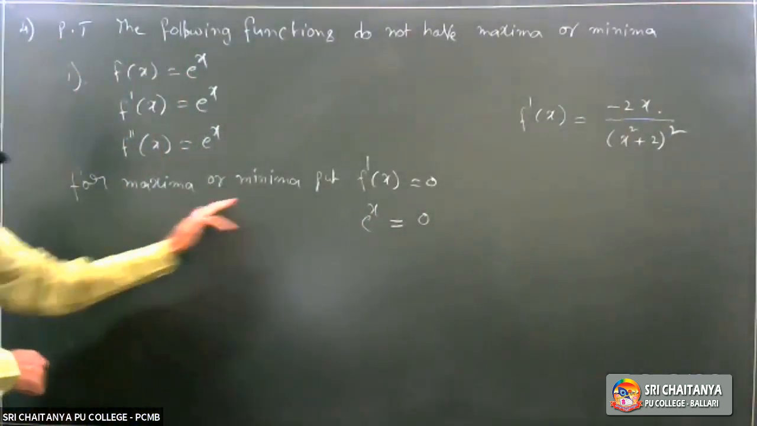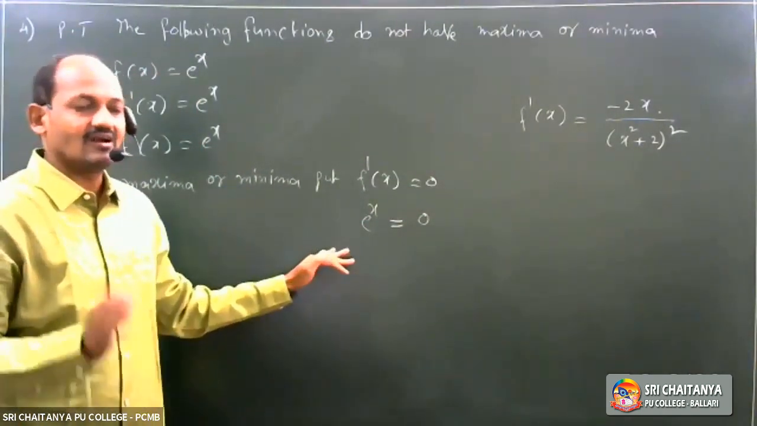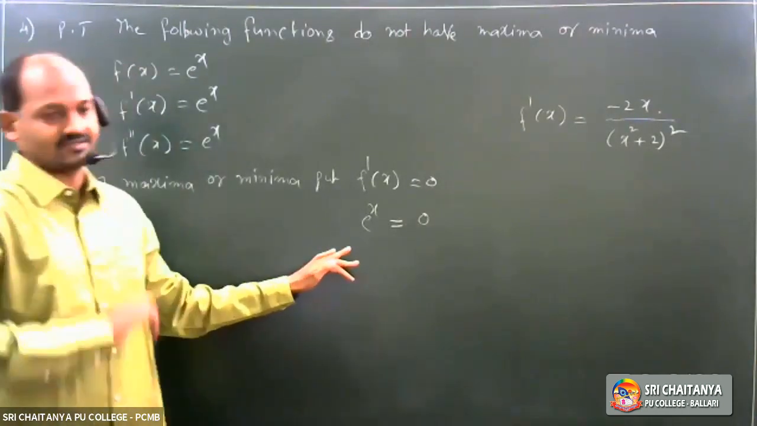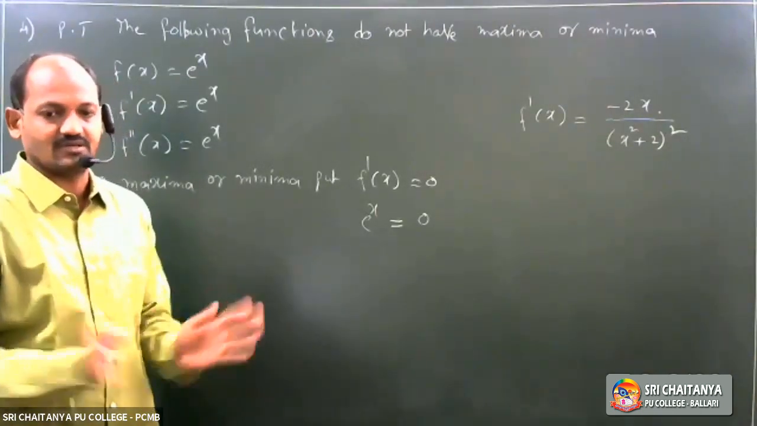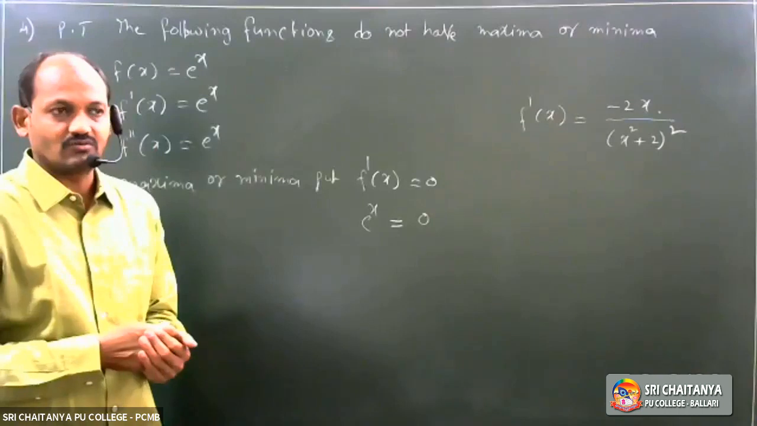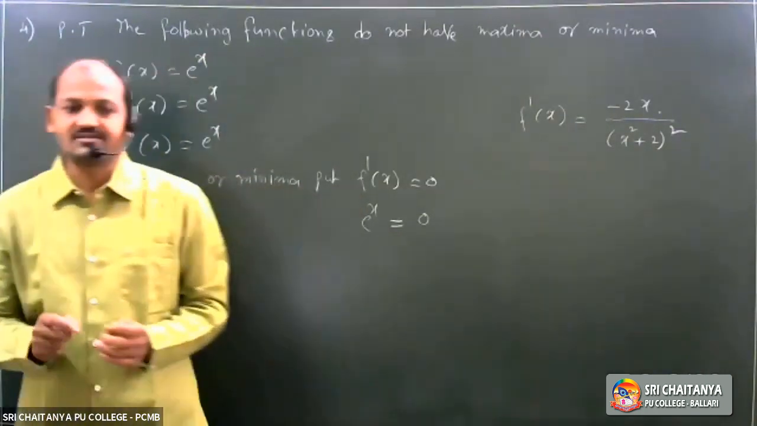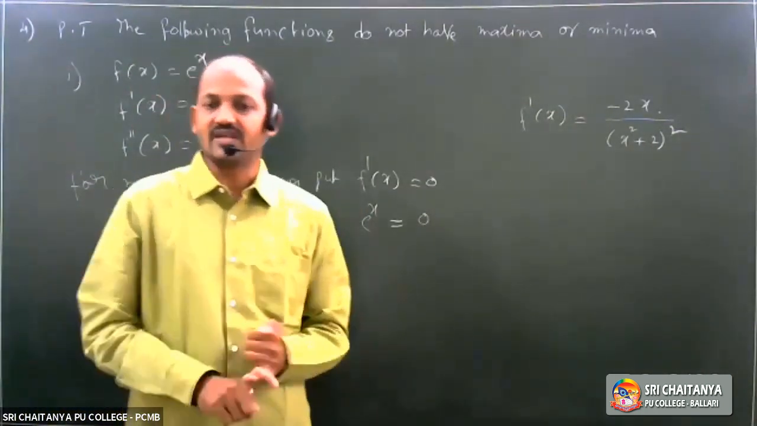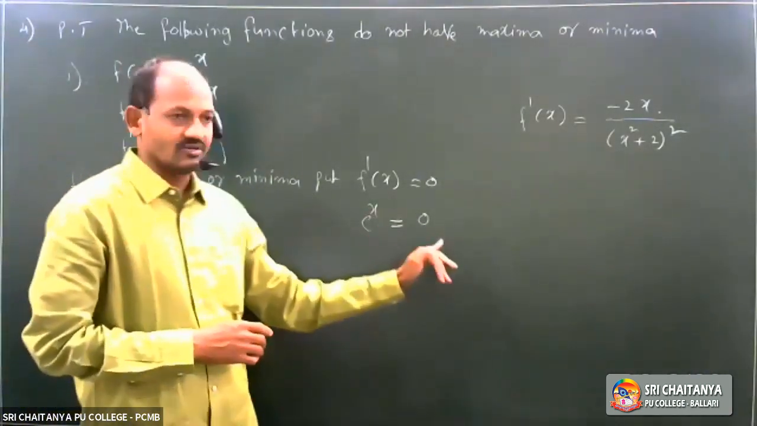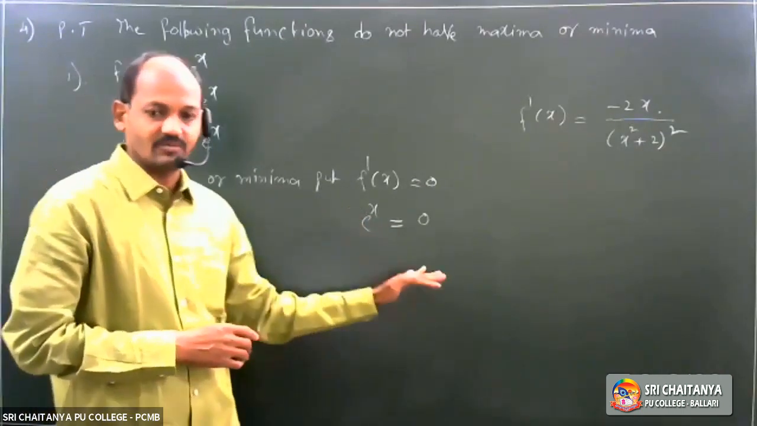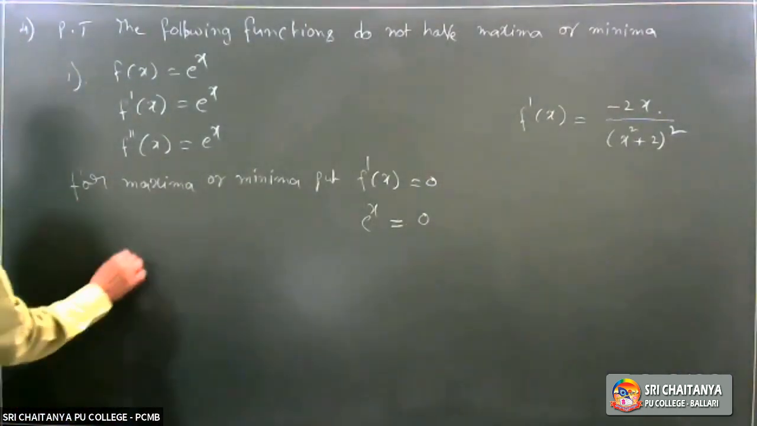So for maxima or minima, first derivative equal to 0, that means e power x equal to 0. It is not possible for any value of x. So the given function does not have minima or maxima. We already discussed that graph in the first class, the maxima or minima concept: e power x graph, log x, sin x. First observe that graph also. e power x equal to 0 is not possible for any value of x. Therefore, no maxima, no minima for this function.